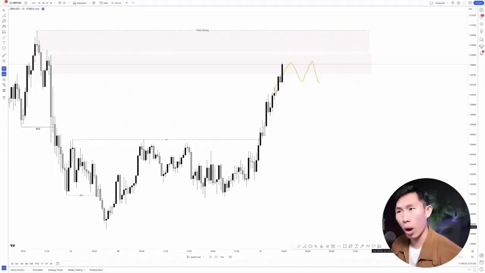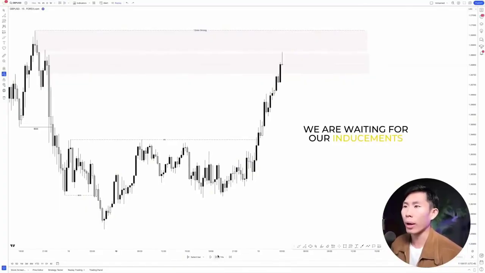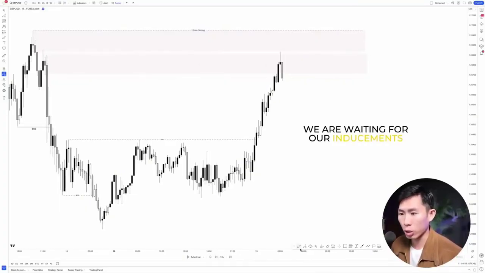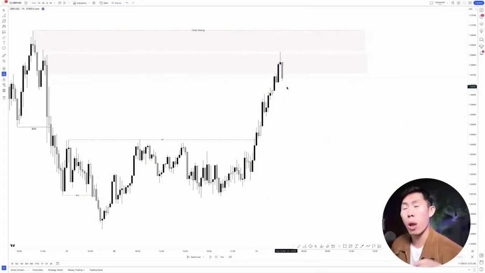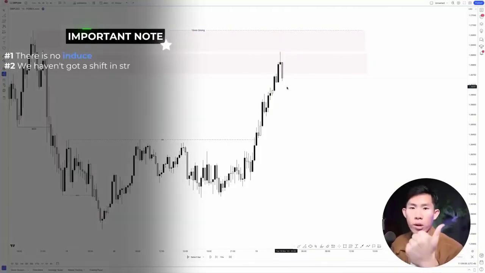So you don't want to enter too early. You want to enter at the perfect timing. So at this point in time, we are waiting for our inducements. Okay, you can see price is reacting at the supply zone, but we are patient. We are not doing anything whatsoever, because first of all, there is no inducement.